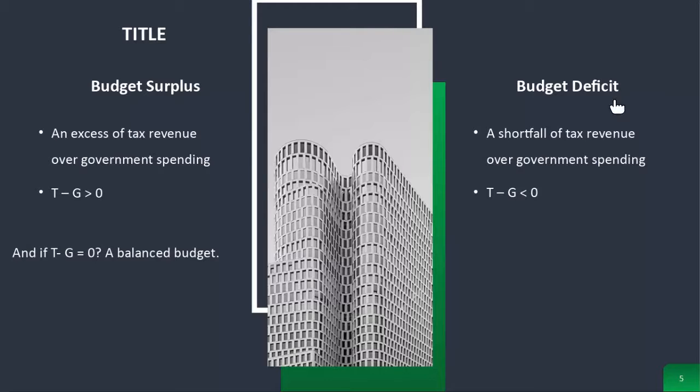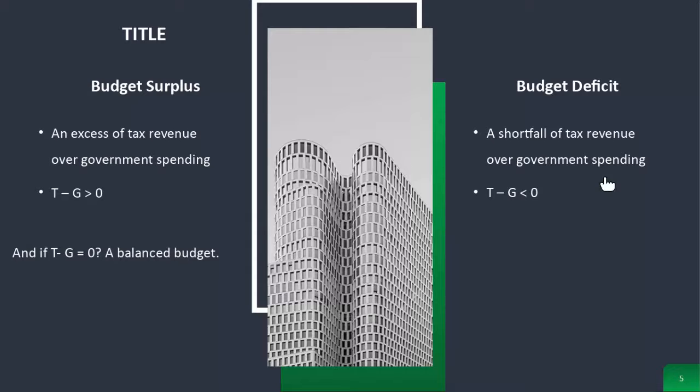Meanwhile, if we're running a budget deficit, that means a shortfall of tax revenue relative to government spending. That means taxes minus government spending is a negative number. We're spending more than we're saving. And if T minus G equals 0, then that's a balanced budget.